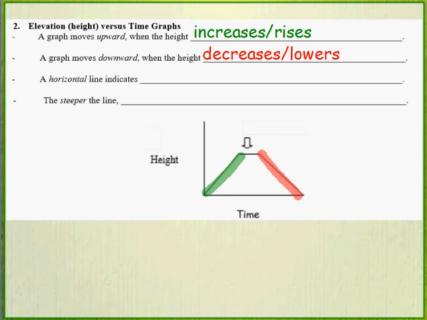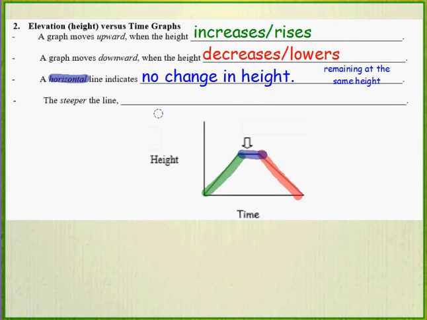Again, we have another horizontal line segment. So this horizontal line indicates that there must be no change in height. As time is moving on, the height of this object is not changing. It's not getting higher, and it's not getting lower. And then the steepness of the line is similar to before. The steepness of the line is telling us that there is a faster change in height for that period of time.